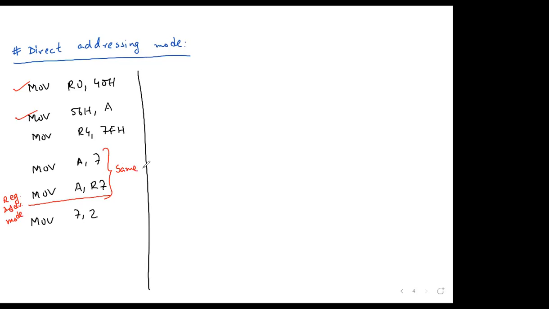Can you repeat? Which portion? The last one. Okay, the last one. See, when we are in bank 0, if you recall, this is discussed in chapter 3 most probably. When we are in bank 0, the address of R7 is 7. So when you write MOV A, 7 or MOV A, R7, both of these will give you the exact same result. Could you remember? You have to recall the concept and address of bank 0, bank 1, bank 2, bank 3. Only then you can understand this one.